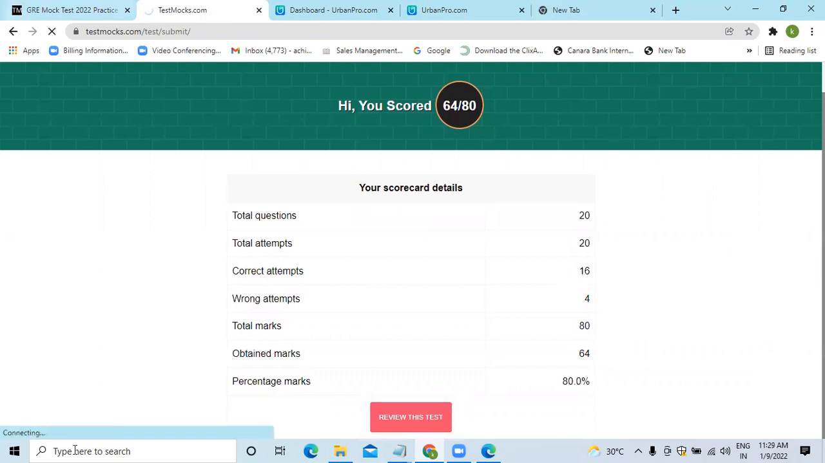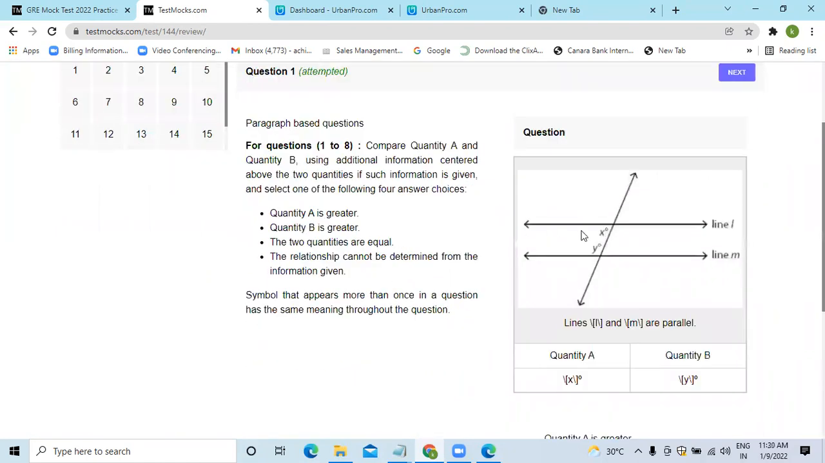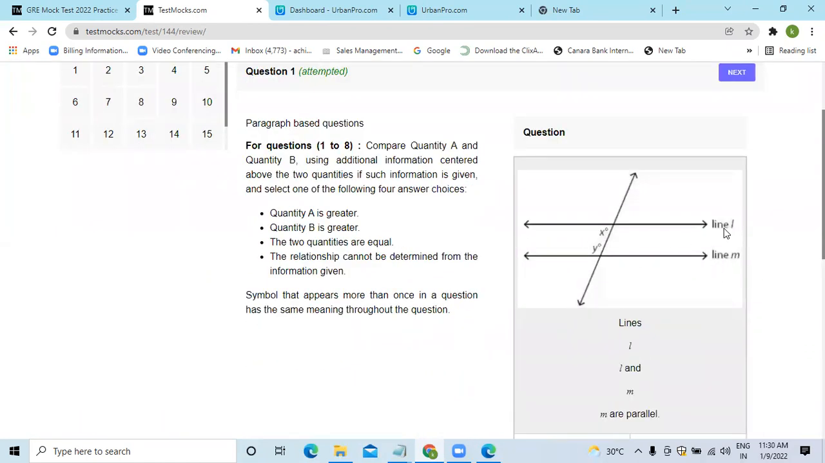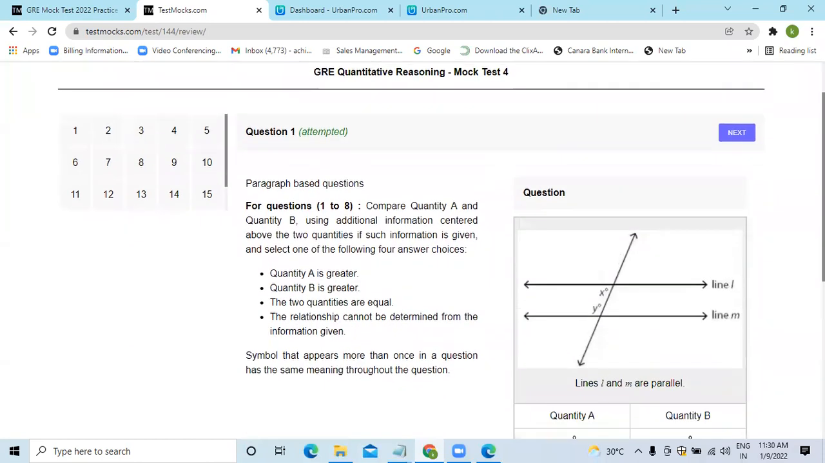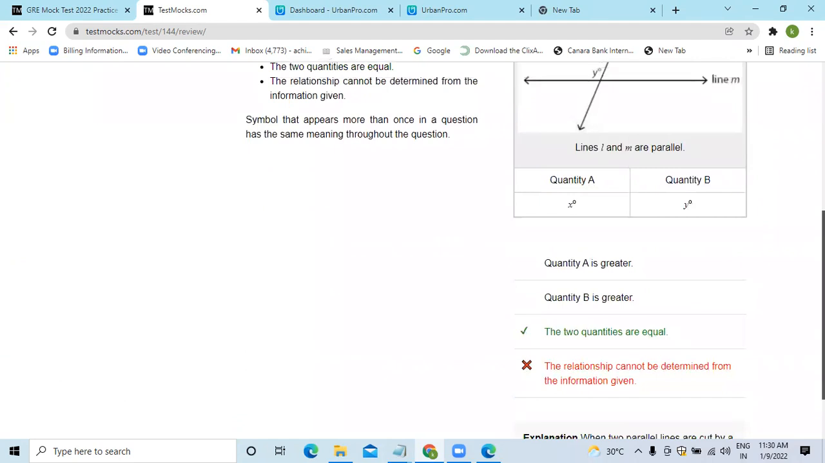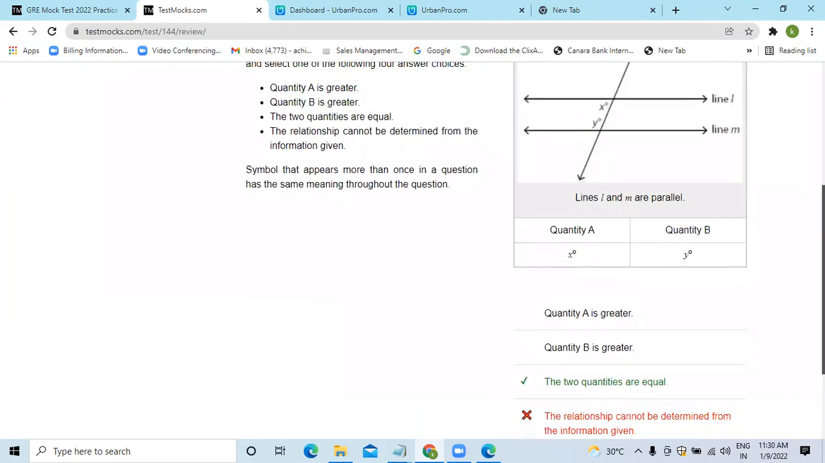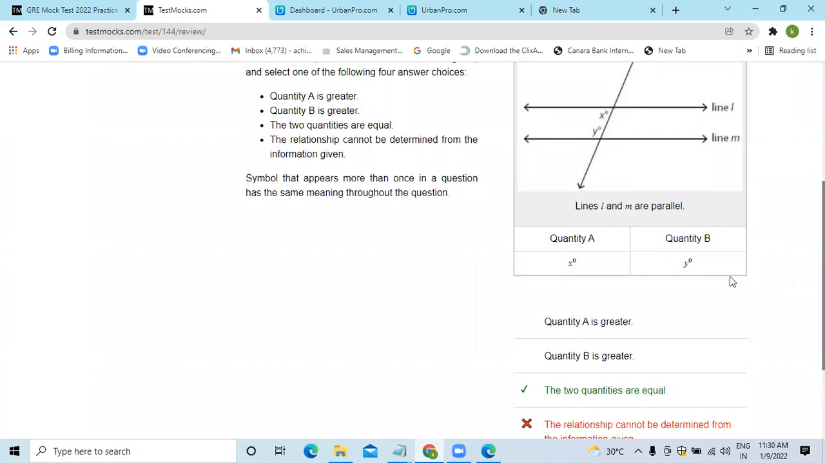Let's review why it has dropped, whether there were some parallel questions, whether you got them wrong or right. First question, you got it right. See, I got it wrong. I had a doubt in the parallel question. Here, the relationship cannot be determined is not the right answer. The two quantities are equal actually. Can you go back to the formula list and review this parallel?